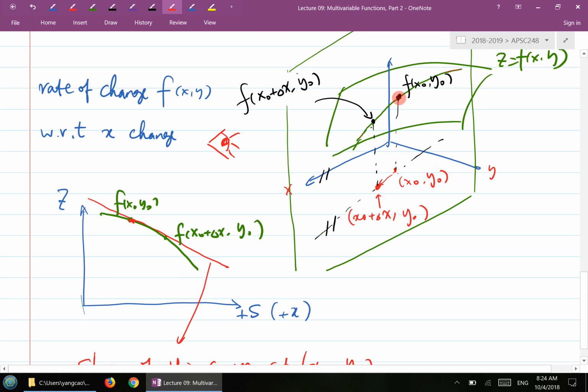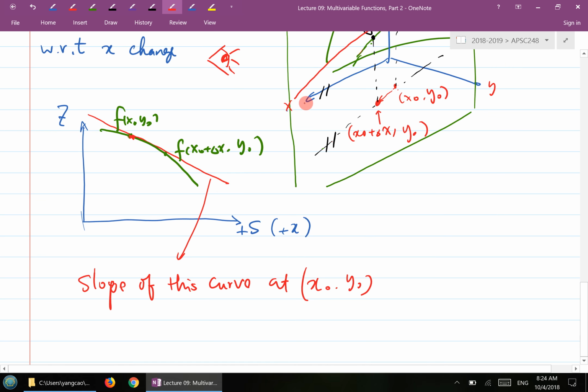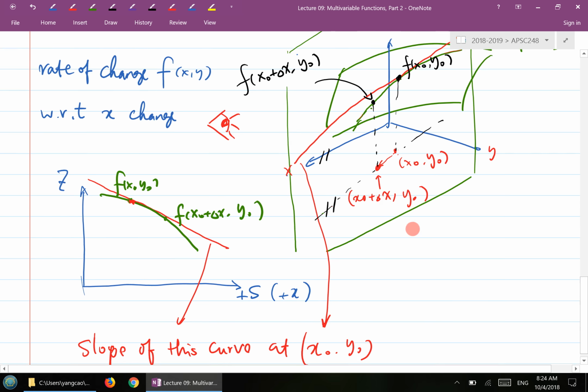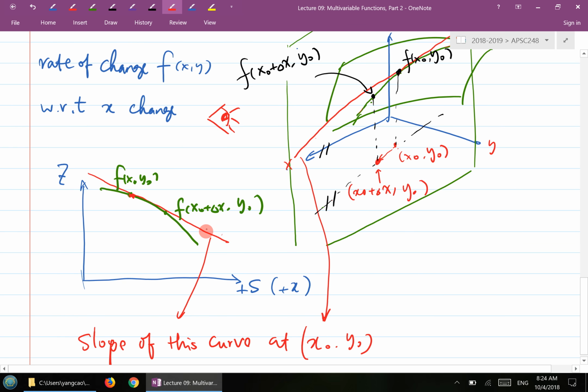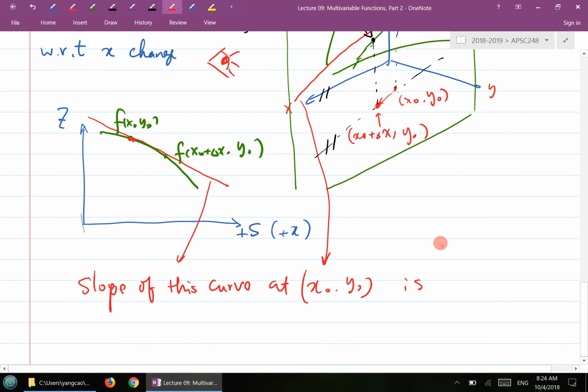I drew it here, I can also draw it here, so I'm going to draw that straight line over here. This is the same tangent line, these two are basically the same thing. I just put it in a flat plane now for this one here. So this slope of the curve here is basically the partial derivative, partial f over partial x at the x naught, y naught location.